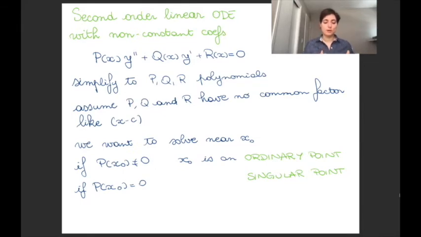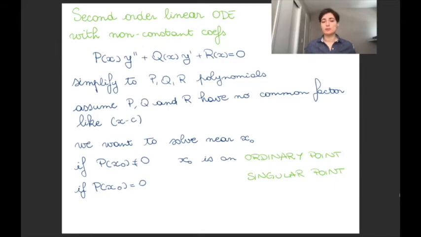Let's look at things. We are just going from second-order linear ODEs with constant coefficients to non-constant coefficients. We're still looking at homogeneous ODEs. So now we're going to look at a situation in which the coefficients in front of y second, y prime, and y are depending on x. We are starting with assuming that p, q, and r, these three functions of x that are in front of y and its derivatives, are polynomials.